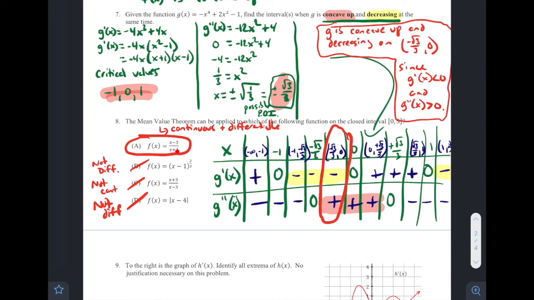We do see that this would have a discontinuity, but it happens when x equals -3, because we'd be dividing by 0. And so that has an asymptote at -3, but that's not on the interval from 0 to 5.